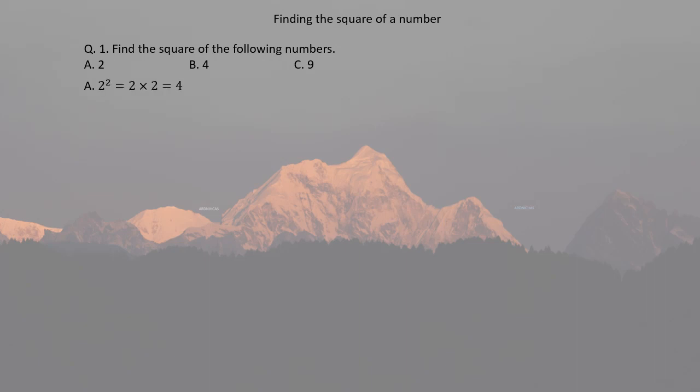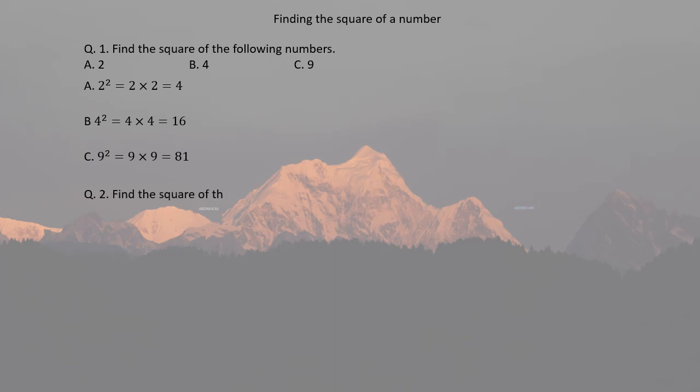So for A, 2 square equals 2 into 2, that is equal to 4. Likewise for B, 4 square equals 4 into 4 equals 16. C, 9 square equals 9 into 9 equals 81. It's quite easy, isn't it?